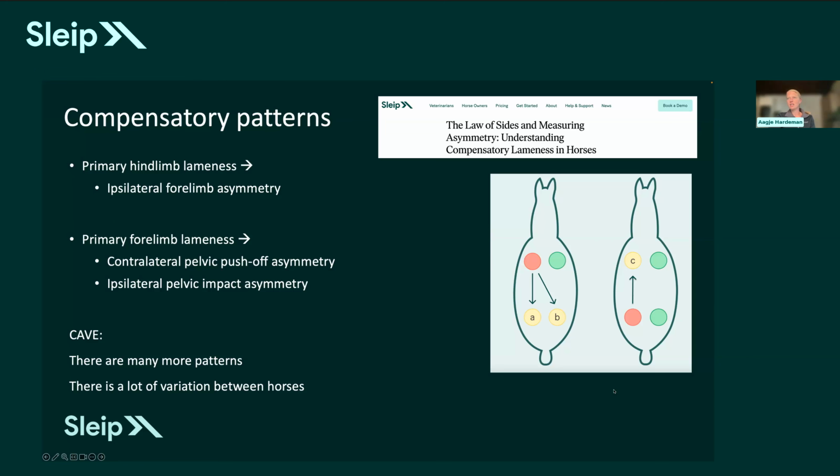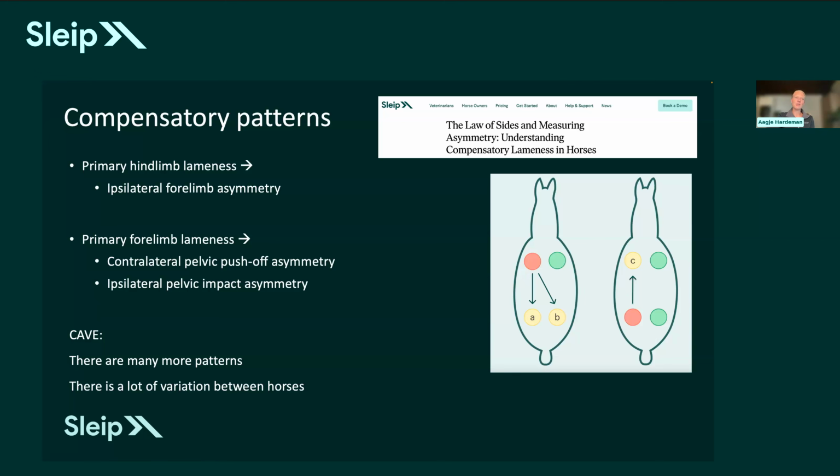And this figure actually tells you the basic rules of compensatory asymmetry. So if we are talking about a primary hind limb lameness, and that is depicted here on the right side with the red dot on the left hind, you usually see an ipsilateral forelimb asymmetry. And if we're talking about a primary forelimb lameness, you usually see a contralateral pelvic push-off and an ipsilateral pelvic impact asymmetry. Please bear in mind, this is a first introduction.